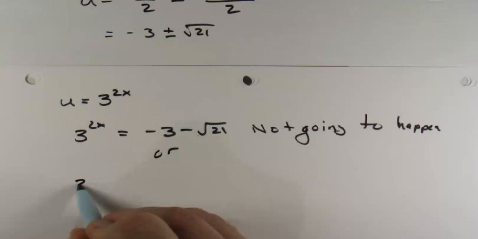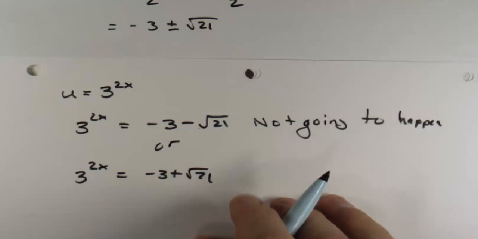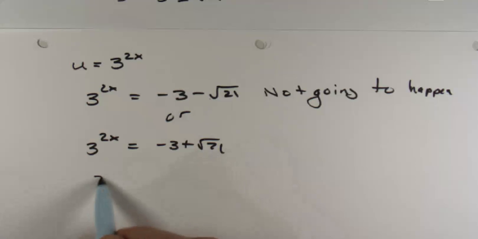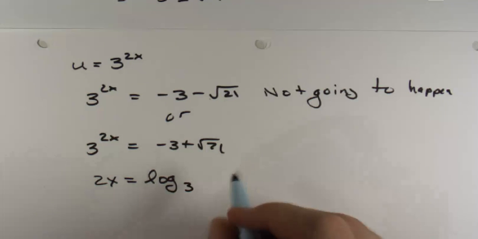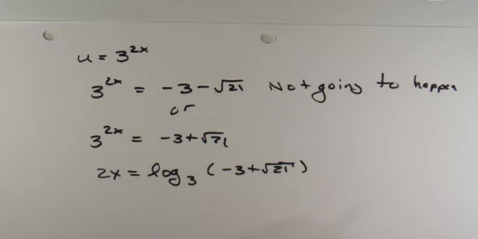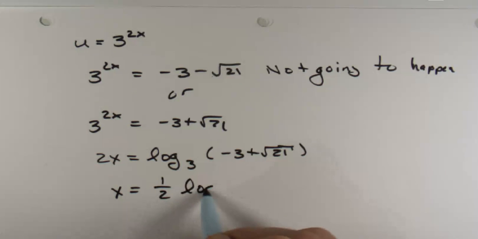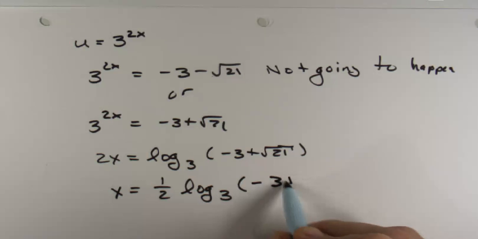Or we have 3 to the 2x is equal to minus 3 plus root 21. Okay, root 21 is bigger than 4, so this is going to be positive. Remember, a logarithm is an exponent, so I get 2x is equal to the log base 3 of minus 3 plus root 21. No, I do not know what that is off the top of my head. So x is equal to 1/2 the log base 3 of minus 3 plus root 21.